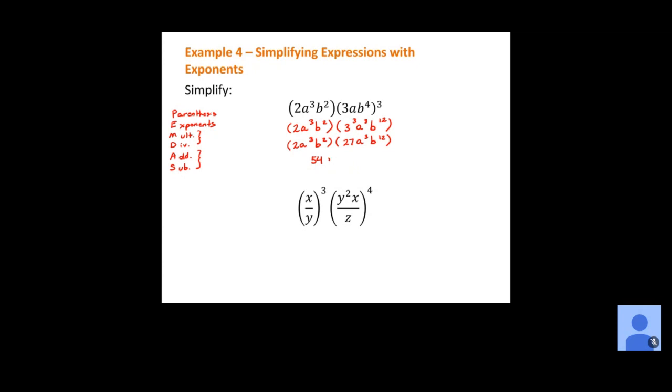Good. So we add those exponents together, and that's going to give us a to the sixth. And then we can do the same thing with the b's. We're multiplying, so we're going to add their exponents. That becomes b to the what power? 14th.